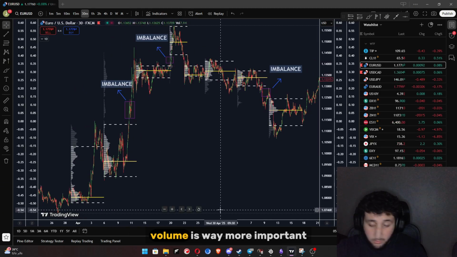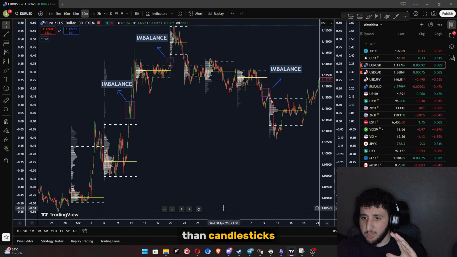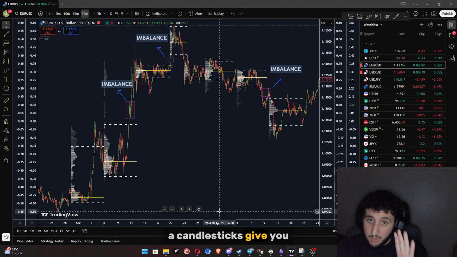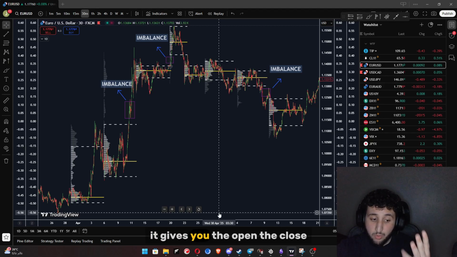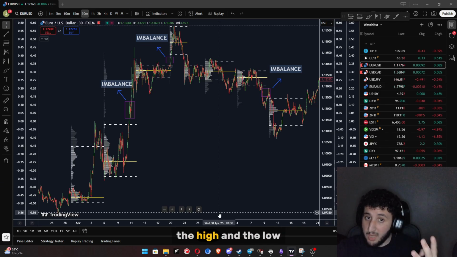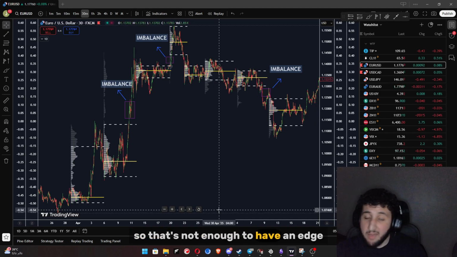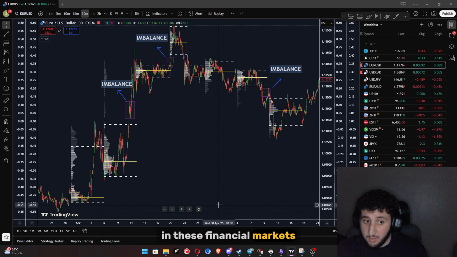Volume is way more important than candlesticks, because what does a candlestick give you? A candlestick gives you 4 points of data. It gives you the open, the close, the high, and the low. That's not enough to have an edge in these financial markets. They are very competitive. That's not enough to have an edge.